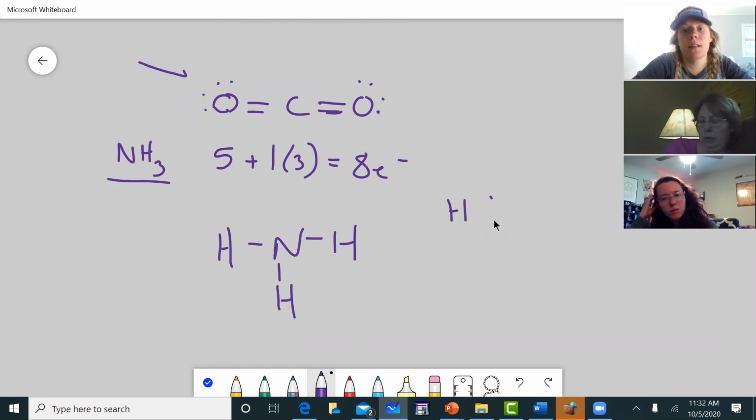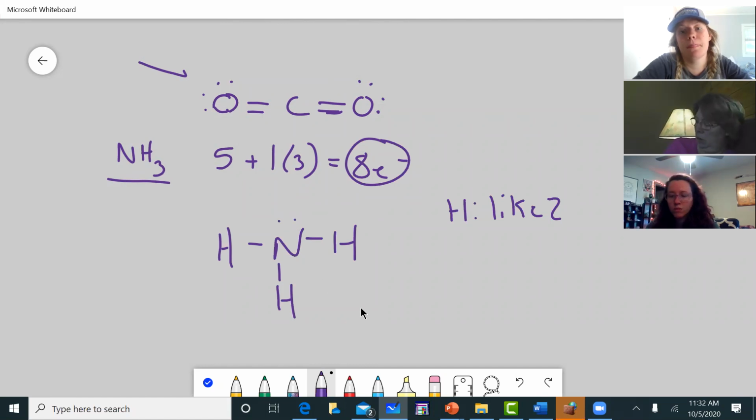Remember, hydrogens like 2, okay? Hydrogen likes 2. Everything else likes 8. So the number of electrons I have on the board, 2, 4, 6. I need to have 8 electrons on the board, so I have to put 2 electrons somewhere. I can't put them on any of the hydrogens. Those are already happy, so I'm going to put them on the nitrogen. Now there are 8 electrons on the board, and everybody is satisfied. The hydrogens all have access to 2, and this nitrogen has access to 8.